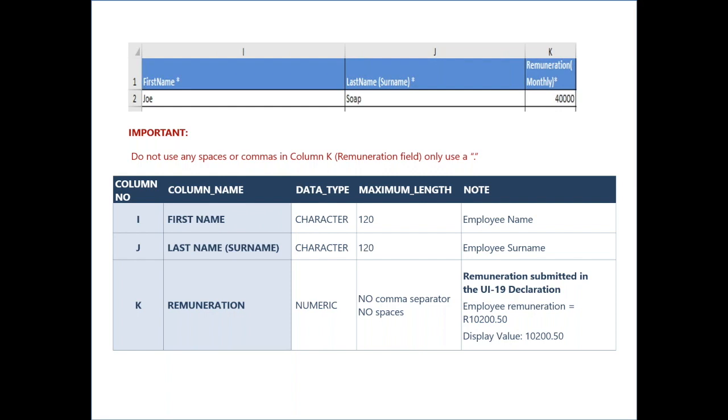Field K is remuneration. That remuneration refers to your UI-19 declaration that was submitted. So you need to capture what was submitted to the UIF. And if the employee remuneration was, for example, 10,200 Rand to 10,250 Rand, your display value must display as 10200.50. Remember, we removed the comma from the settings in our computer settings.